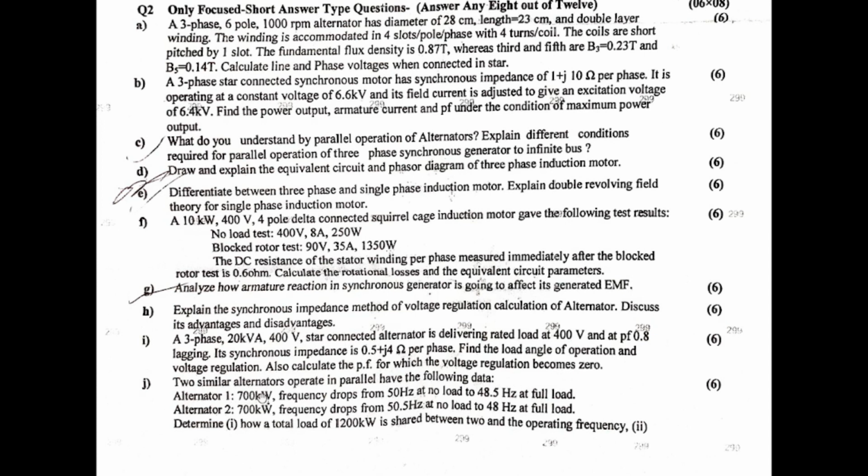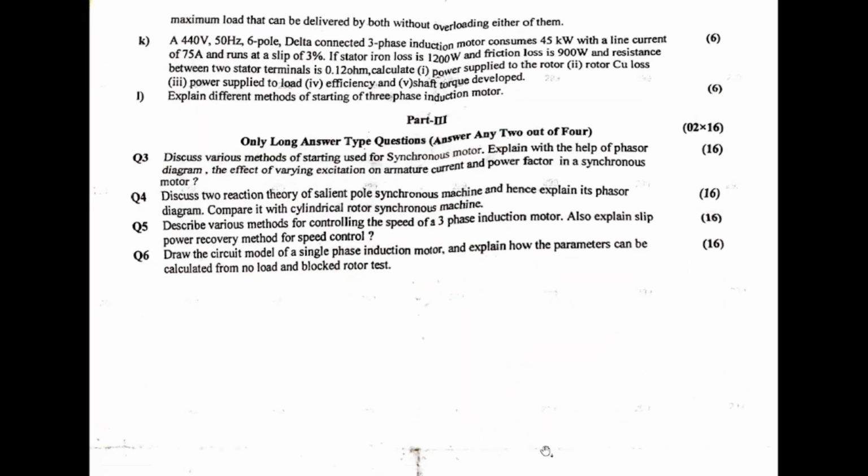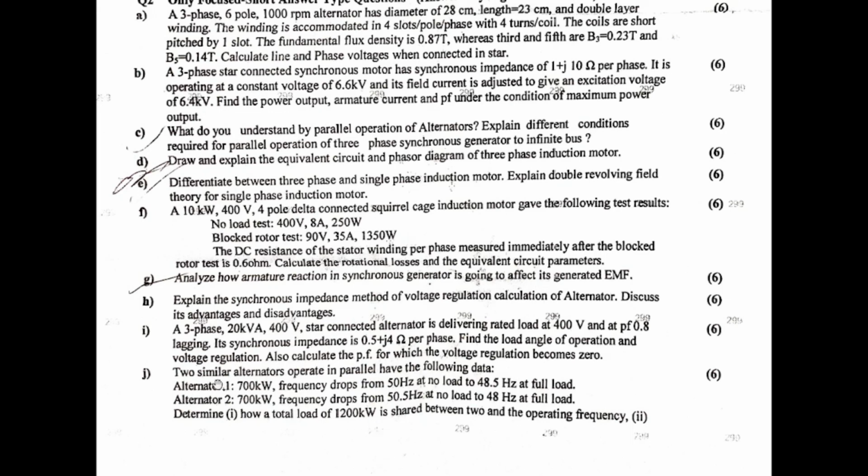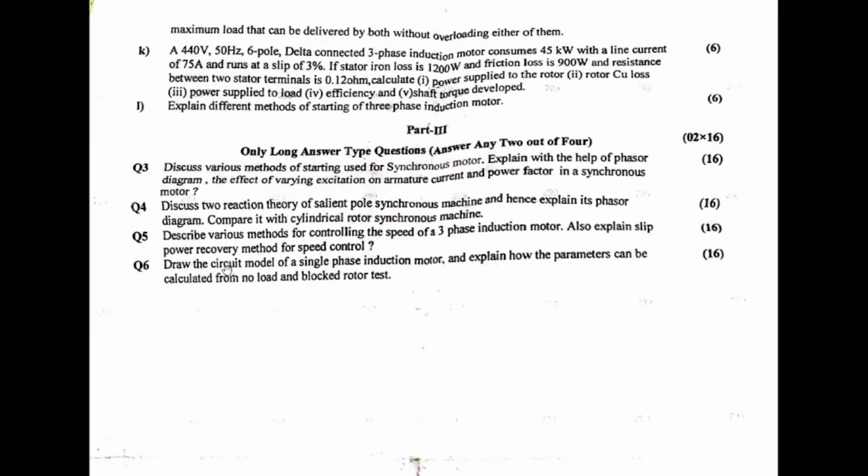Two similar alternators operate in parallel and have the following data: alternator 1, alternator 2. Determine how the total load of 1200 kilowatt is shared between the two, and the operating frequency. Then find the maximum load that can be delivered by both without overloading either of them. Then और एक प्रॉब्लम इसको देख लेना.